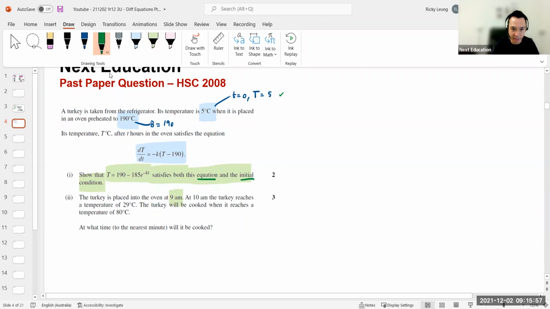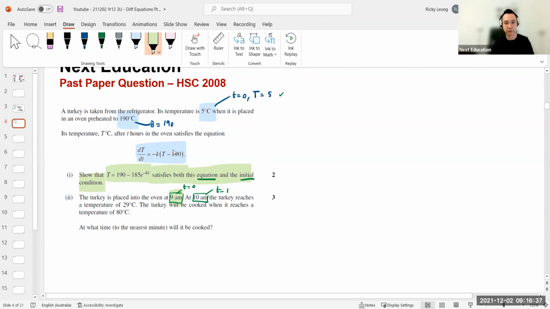So 9 a.m. represents t equals zero. At 10 a.m., 1 hour later, now are we talking minutes? Let me just check. No, we're talking hours. It doesn't actually define time, so I think it's just, yes, at t equals 1, the temperature, hours, perfect.